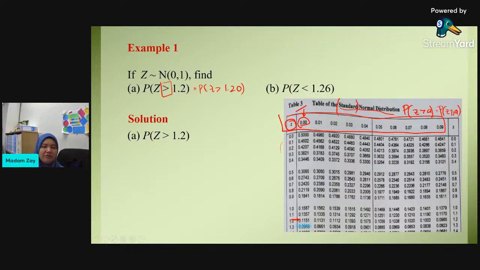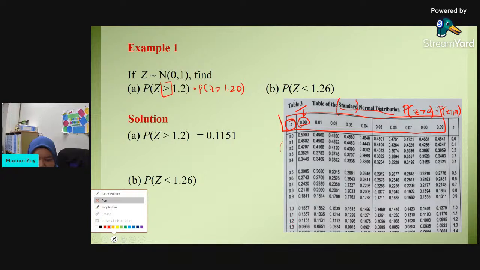Okay. So, untuk soalan B, probability of Z less than 1.26. Kalau less than, kita ada 1.26, tapi macam mana nak cari yang less than? Tak ada dalam table kan? Dalam table dia hanya bagi yang more than equal to ataupun more than. So, apa yang kita boleh buat? Kita guna complement. Okay? So, complement event kat sini.